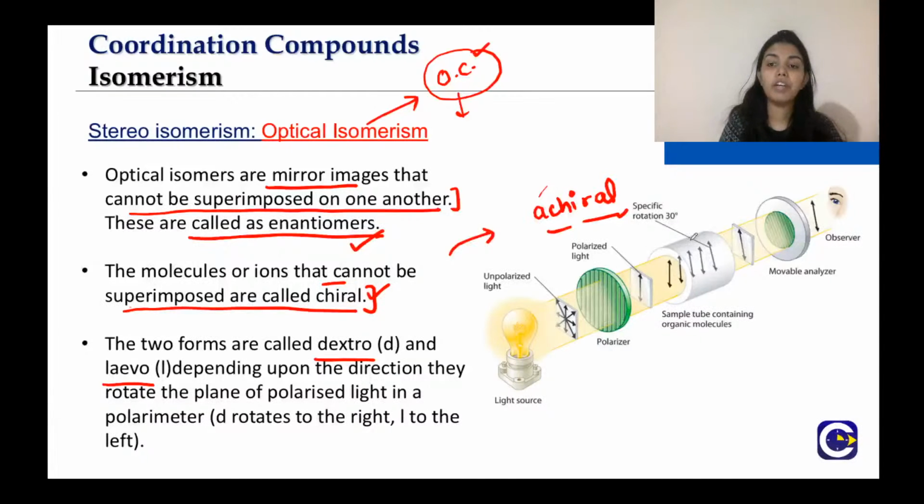Right? Now here is the sample tube containing the organic molecules. If this sample rotates the plane polarized light in the right direction, then it is dextrorotatory. Otherwise, if it rotates the plane polarized light in the left-hand direction, then it is levorotatory, right? So D and L mean what? D stands for dextrorotatory and L stands for levorotatory.